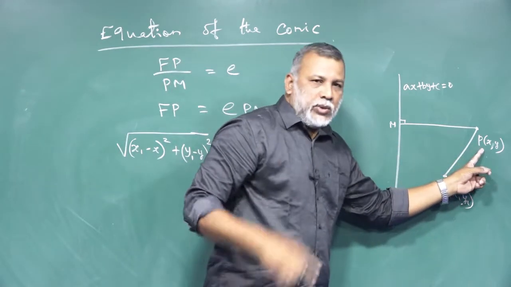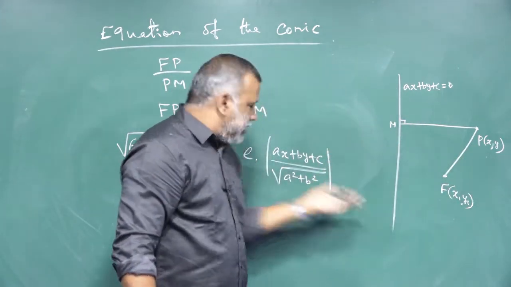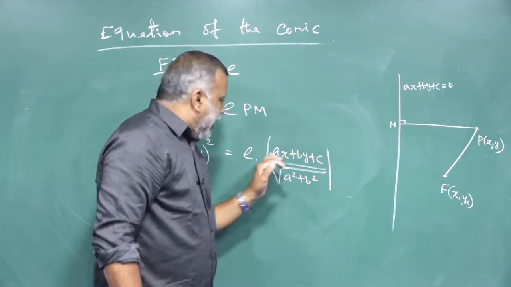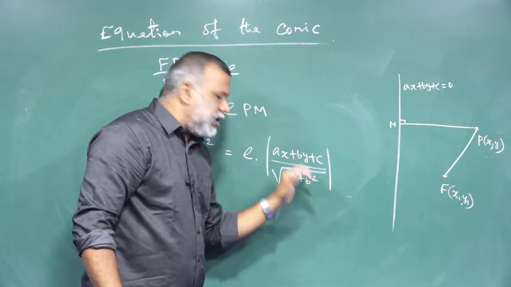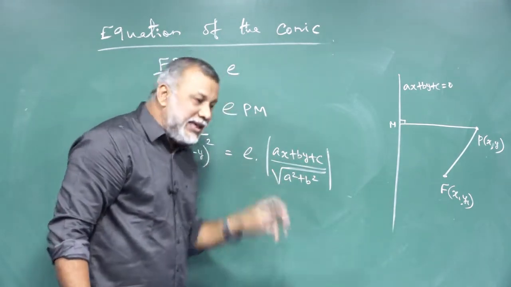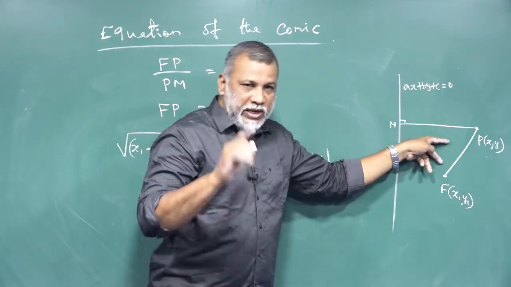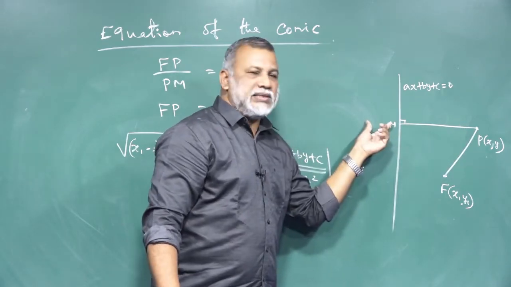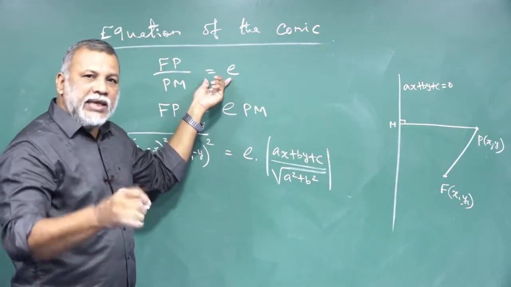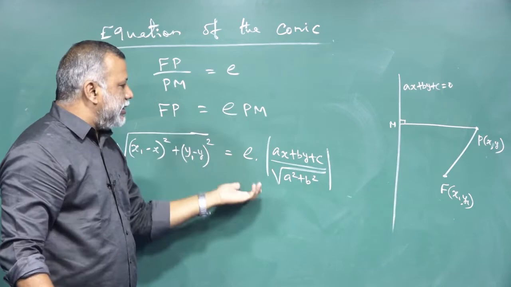So for the point P(x, y) and a straight line, (ax + by + c) divided by the root of (a² + b²) is the distance PM. FP is also a distance, and PM is also a distance. So FP by PM equal to e is the definition of the conic. Then cross multiplying.